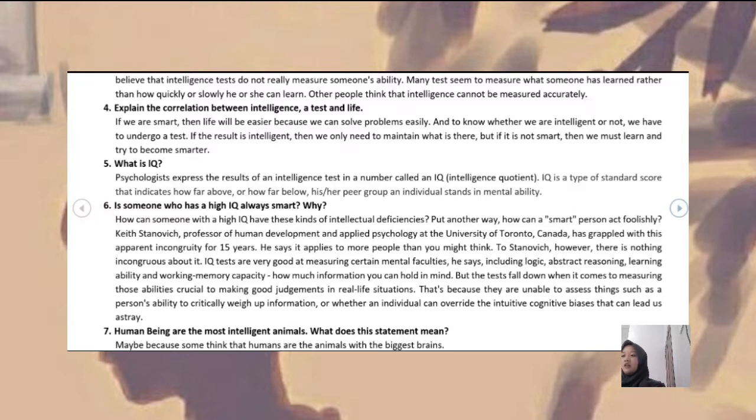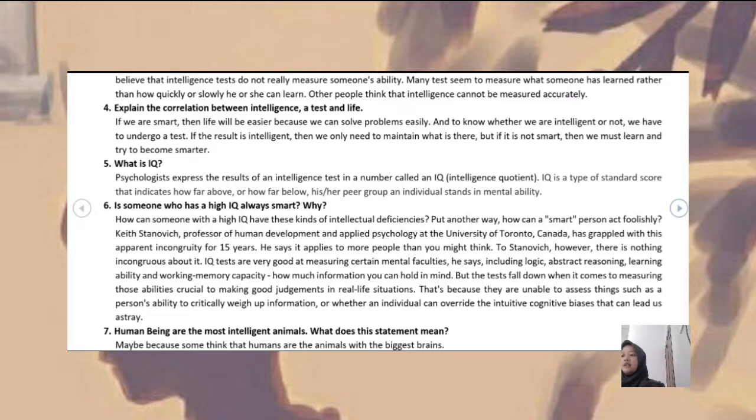What is IQ? Psychologists express the results of an intelligence test as a number called an IQ, intelligence quotient. IQ is a type of standard score that indicates how far above or how far below his or her peer group an individual stands in mental ability. If someone has a high IQ, or is smart, why? How can someone with a high IQ have this kind of intellectual deficit? Put another way, how can a smart person act foolishly?